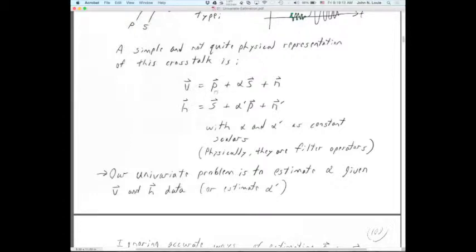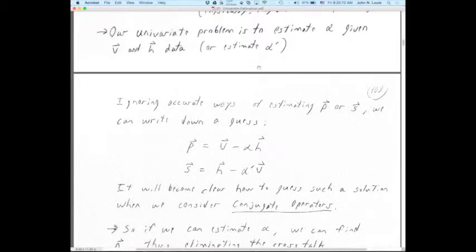All right, so v is equal to the P wave plus some scale factor alpha times the S wave plus noise, of course, and the horizontal recording is the S wave plus some alpha prime, some other scale factor, times the P wave, and both alpha and alpha prime should be much less than one, plus some horizontal noise, n prime. And for the whole seismogram, alpha and alpha prime are constants. They're both scalars. And actually, even as scalars, they're filter operators. Of course, you know that filters can be much more complex than just scalars, but scalars are still filters as well.